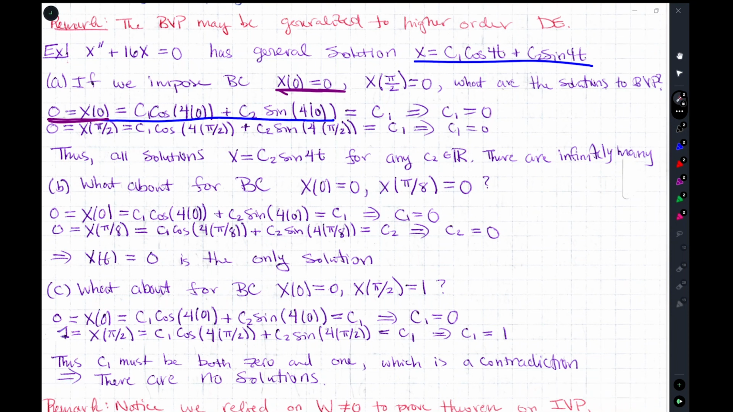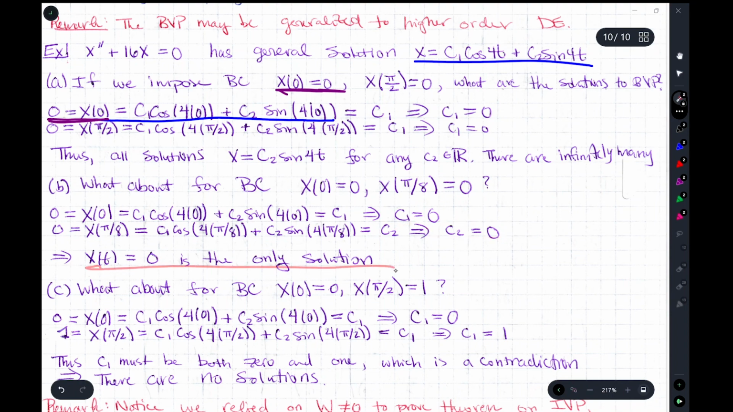All right, let's look at B. B has x of 0 equals 0, and x of pi over 8 equals 0. So again, we impose that first condition, it gives us C1 equals 0. We impose the second condition, it gives us C2 equals 0. So x of t equals 0 is the only solution there.